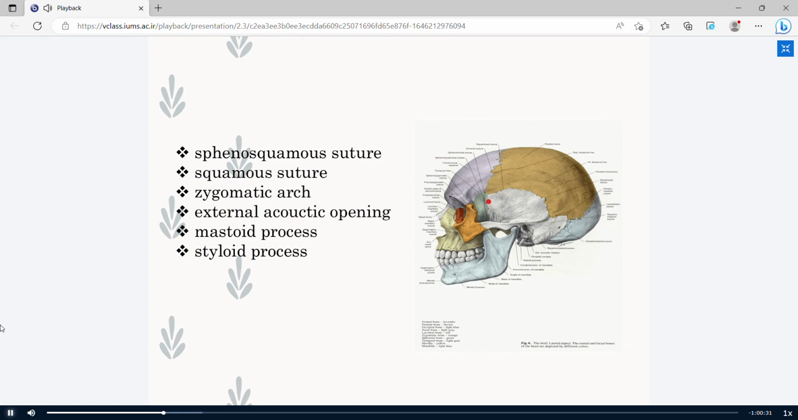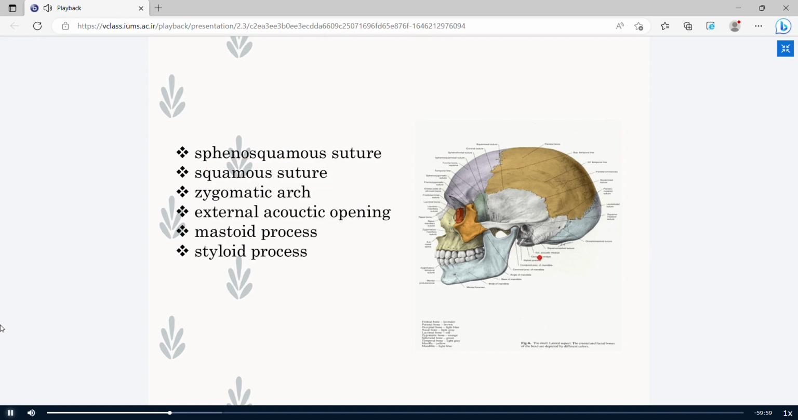Lubna, please tell me the name of this suture. Let's notice the bones. Temporoparietal suture. Yes, that's right. The name of the suture is temporoparietal suture or squamous suture.